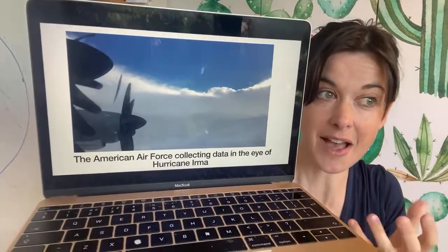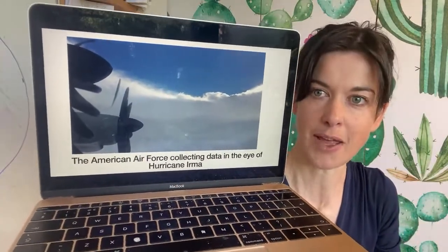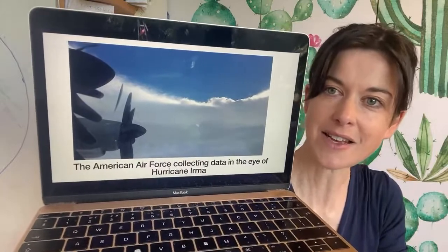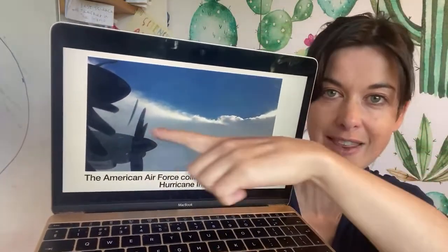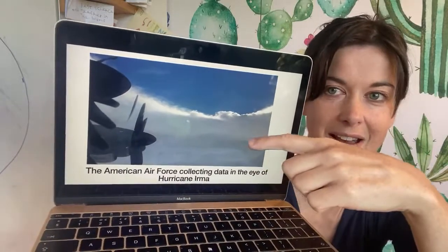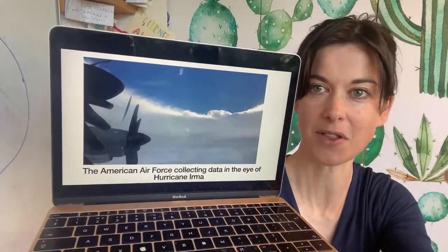The air inside the eye of a hurricane is calm. In fact, people go in there to study them. In an interview, someone said they felt a lot safer in their little plane inside the hurricane than they did on the outside, because that's where all the destruction happens.